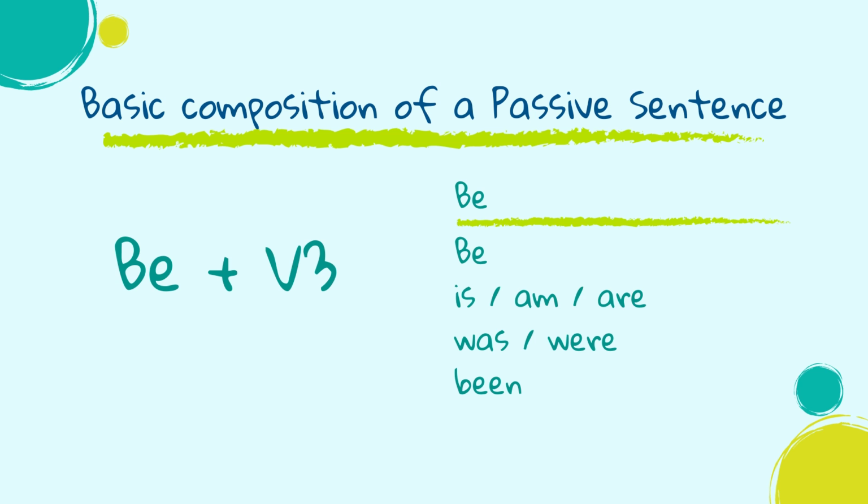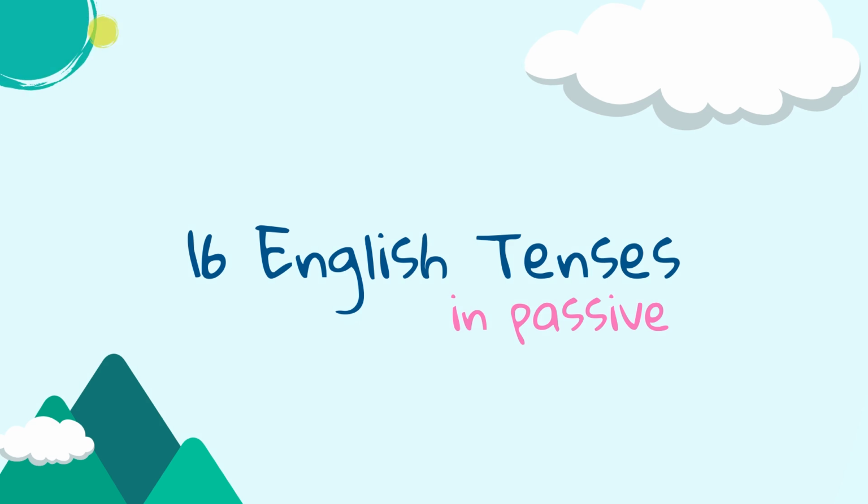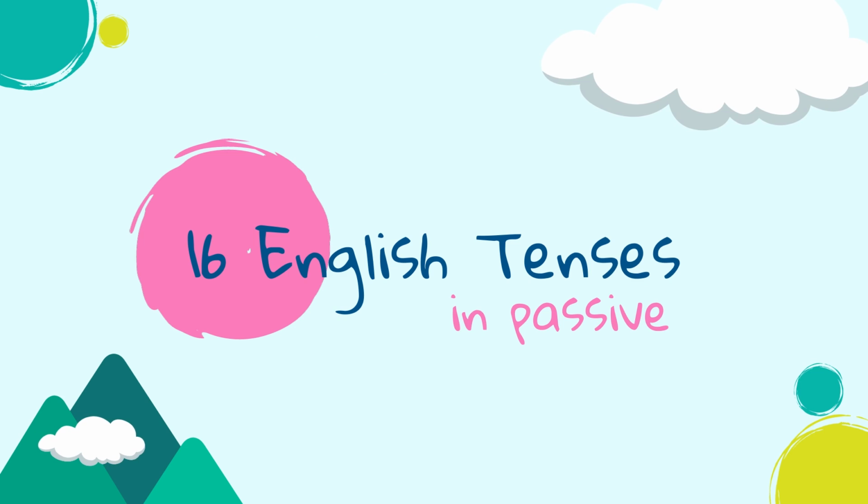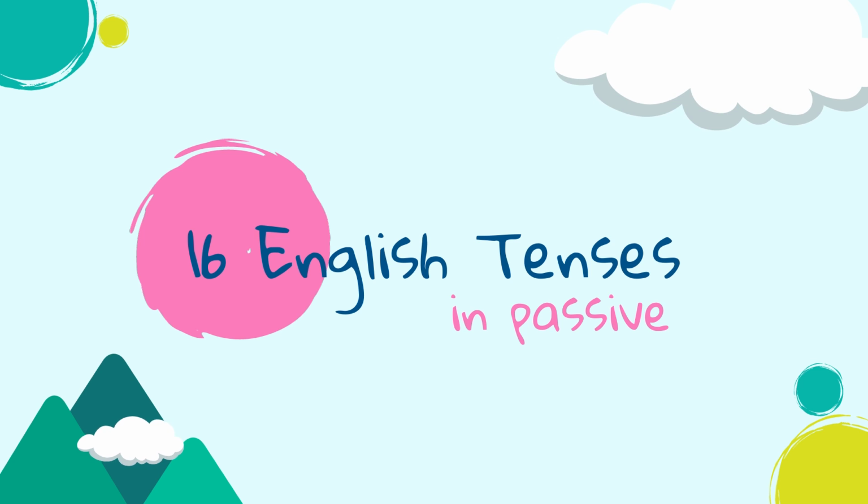Be can change to many forms depending on the subject. Here, I'll emphasize again that the basic composition for creating a passive sentence is the combination of be, whatever the be may be, it may be is, am, are, and so on, plus the past participle verb, or verb 3. Alright, let's see how it goes with 16 English tenses. We are going to see how we change the 16 English tenses in active sentences into passive.